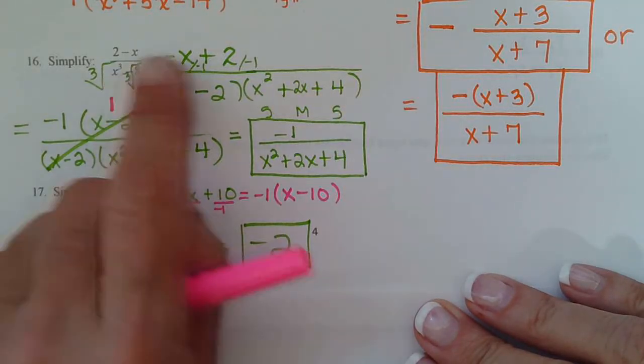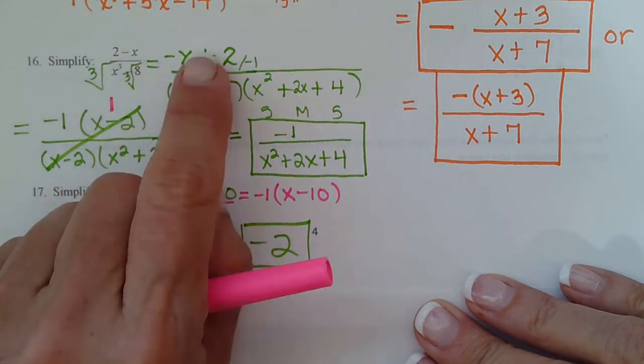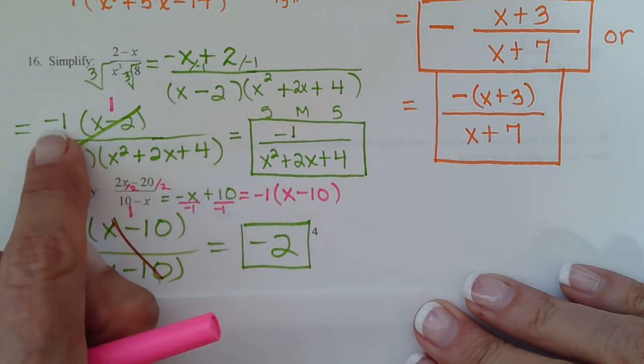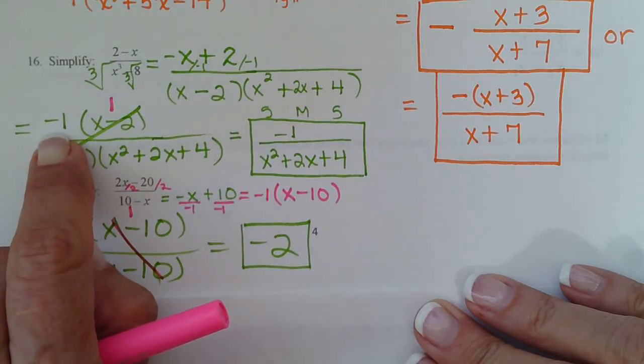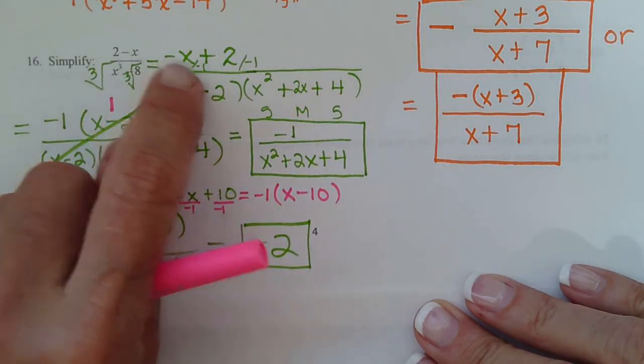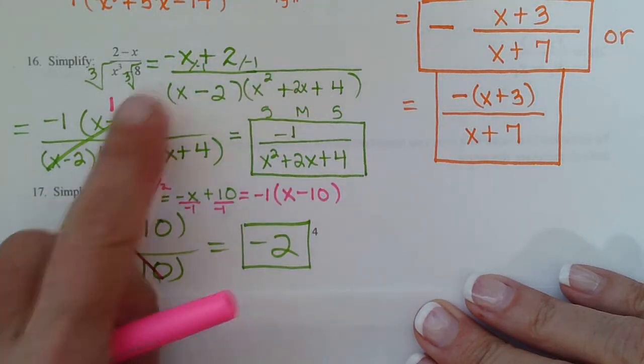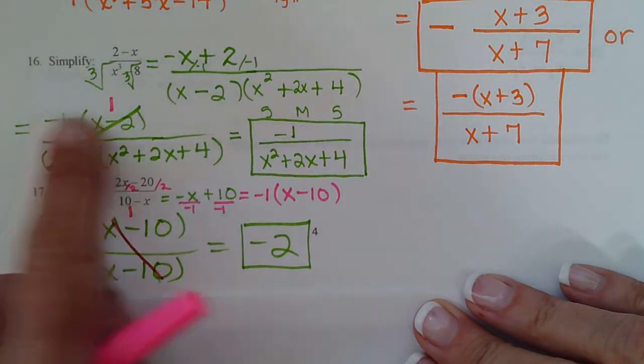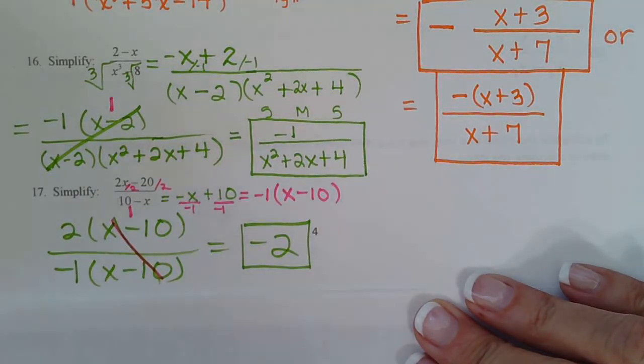Just like here, negative x plus 2. Take out a negative 1. Put it right there. Don't lose it. And then that turns out to positive x, negative 2. So then you do your regular canceling. And like I said, the negative 2 remains part of your answer.